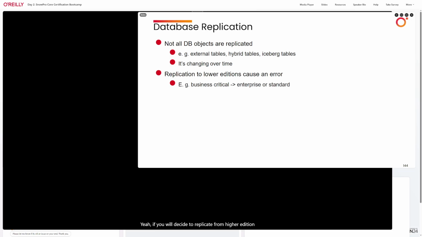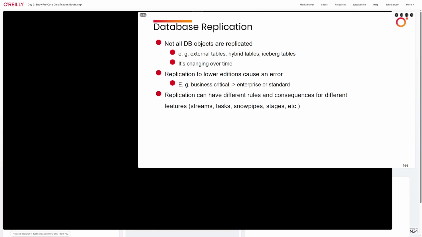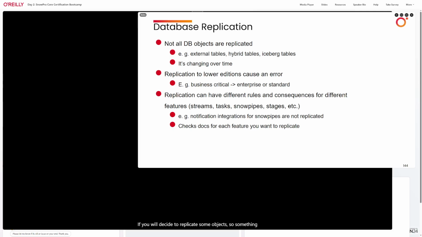If you decide to replicate from a higher edition to a lower edition, like from business critical to enterprise or standard, it can cause some errors because you might have something on the business critical which is not supported on the lower editions. Here it goes. If you replicate some objects that can't be replicated, like Snowpipes, for instance, the notification integrations for Snowpipes are not replicated.